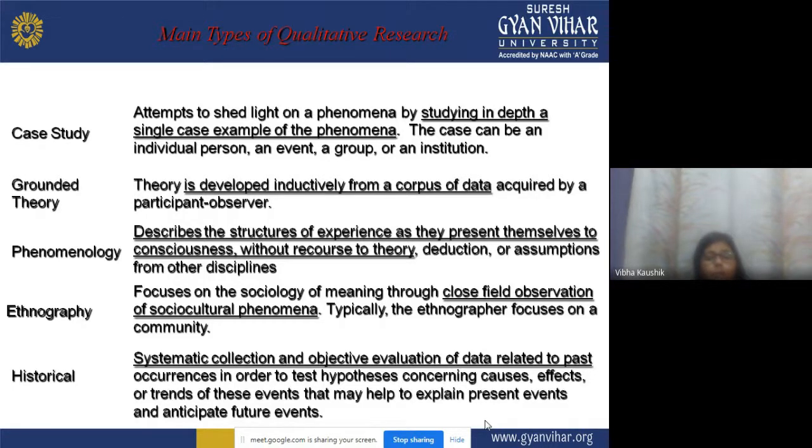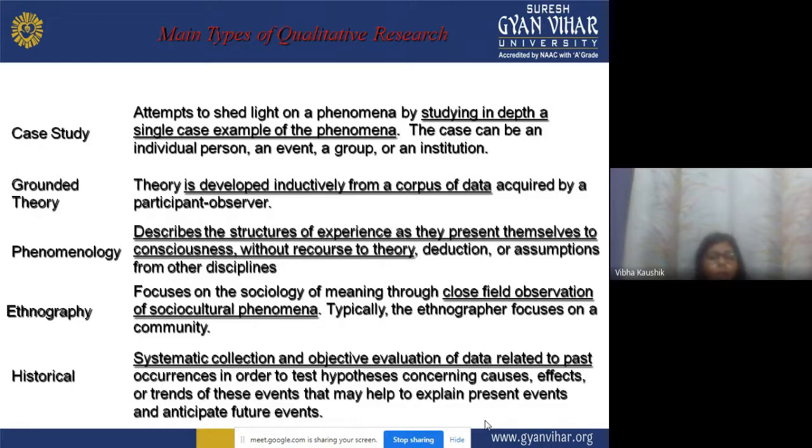Ethnography focuses on the sociology of meaning through close field observation, meaning the close field observations that we have conducted of social cultural phenomena. Typically, the ethnographer focuses his research on a particular community only.